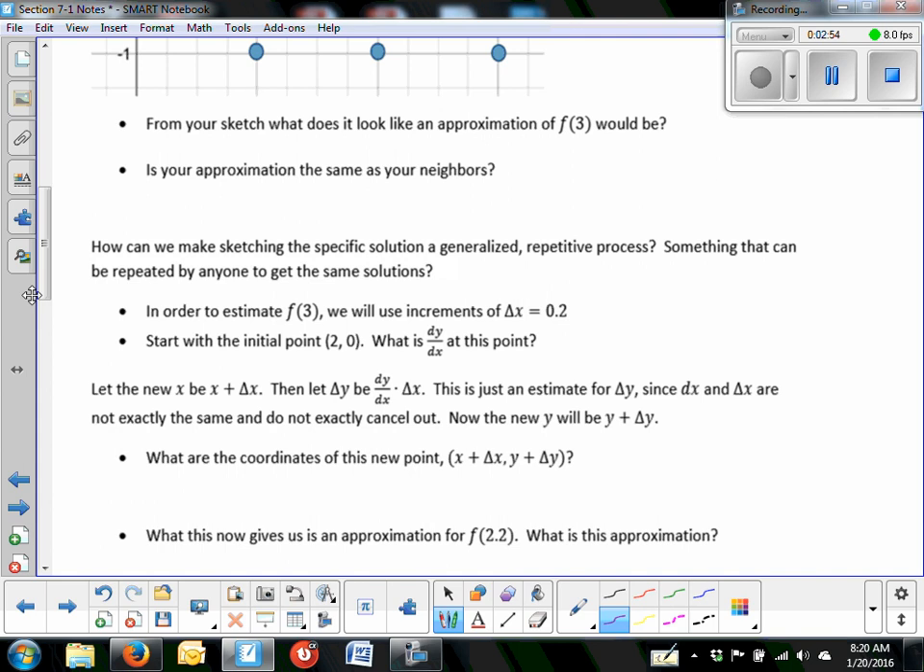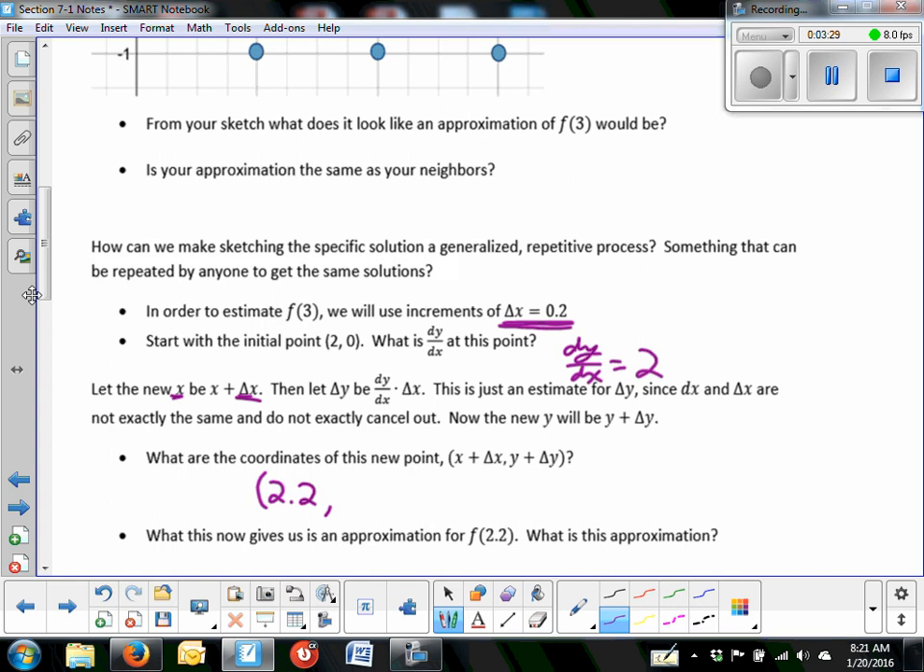So we're going to say that delta x, and delta of course means change, is 0.2. So our x's are going to go up by 0.2 each time. And we're going to start with the point (2, 0). To do this, we need to know what dy/dx is at that point. Well, since it's x plus y, dy/dx is equal to 2. So our new x is going to be the old one plus the 0.2, so my new x is going to be 2.2.